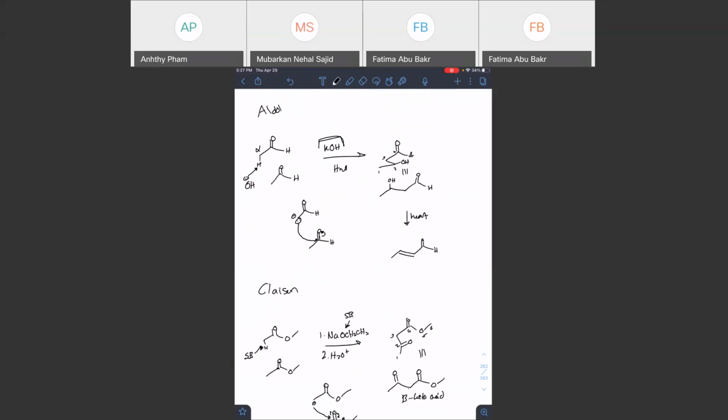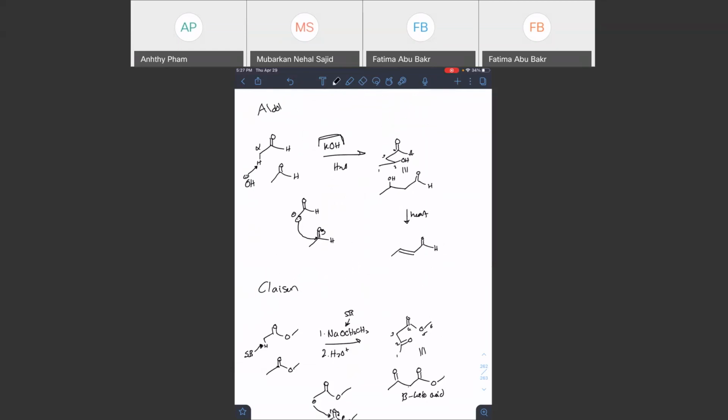So again, aldol uses 2 aldehydes, glycine uses 2 esters, and you get totally different end results. So you just need to look at your end result and then figure out which one you want to use, okay?